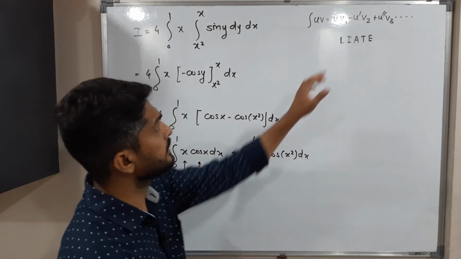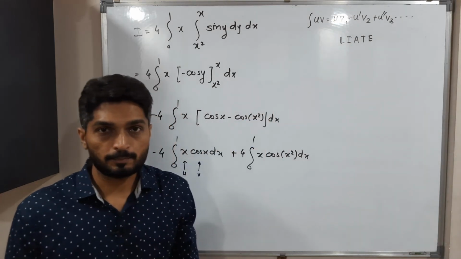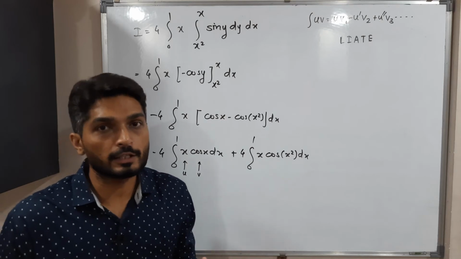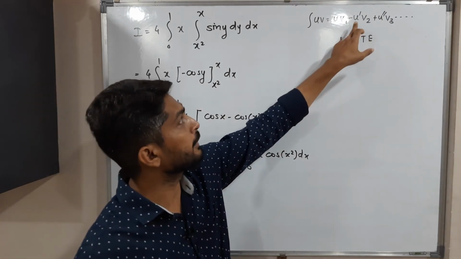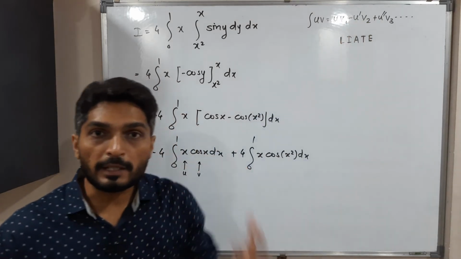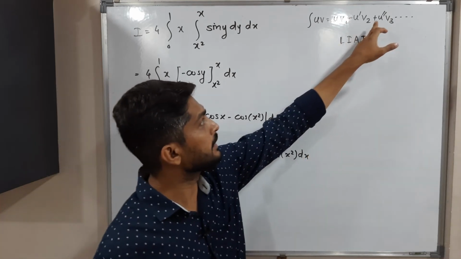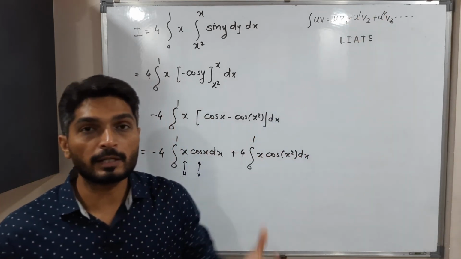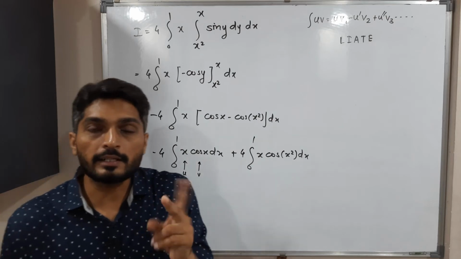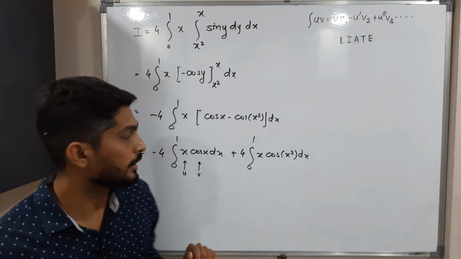The formula says we should write U as it is. After that, v1 means integration of v minus derivative of u. V2 means double integration of v plus u double dash, that means double integration of u. See, there are alternating minus plus signs. Getting? Yeah, let us start.